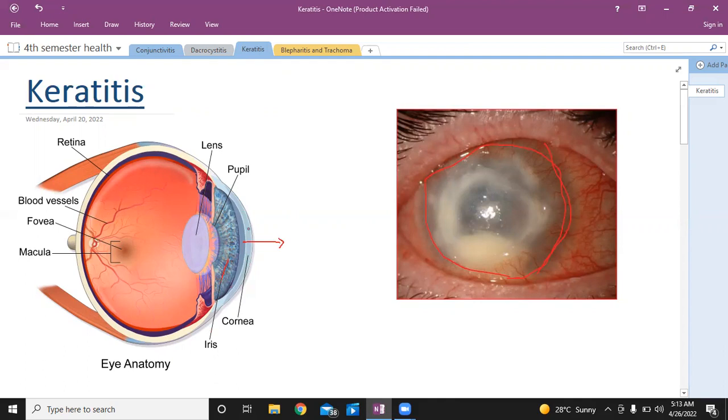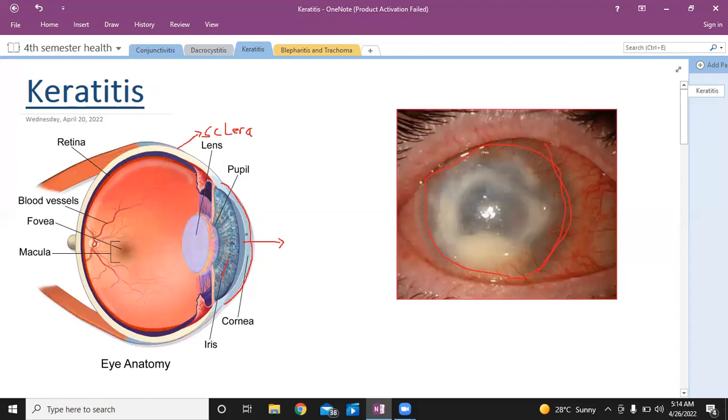Okay, so cornea is the one which is continuous with the sclera. It is part of the sclera. Sclera is the outermost part of the eyes, and when it comes in front of the iris, it forms the cornea. So this is the sclera, and this sclera is continuous with this cornea. This is the corneal layer which we are going to talk about. When this transparent layer gets infected, it forms keratitis.